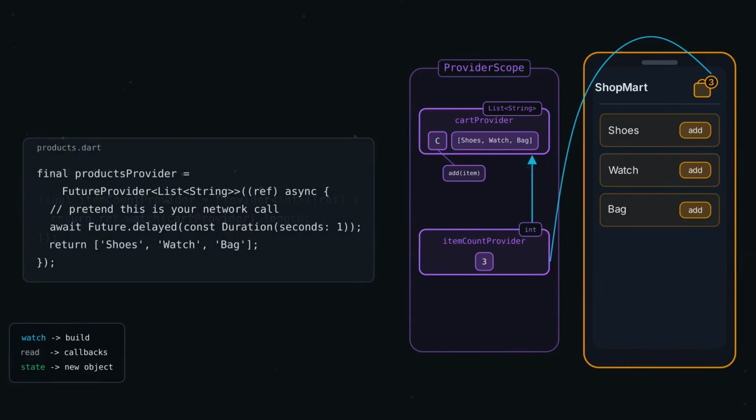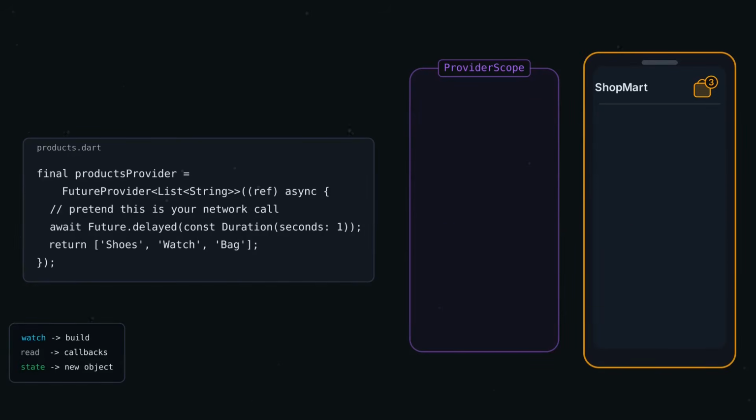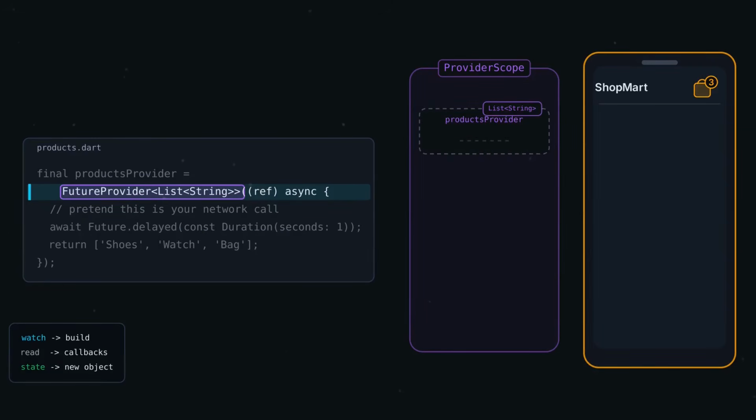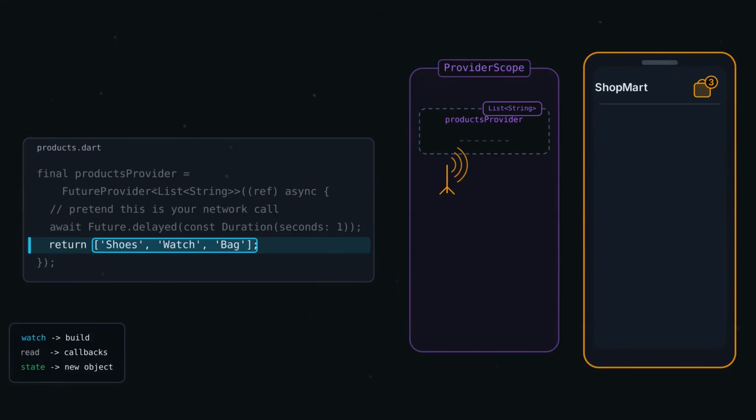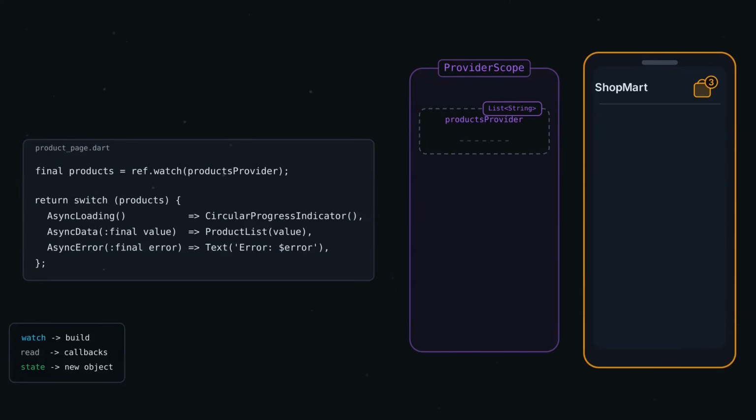Real apps load data from a server. Riverpod's tool for that is the FutureProvider. Look at the recipe. It is an async function now. It awaits. Pretend this delay is your network call. And it returns the list. The interesting part is the reading side. Watch cannot hand you the list. The list might not have arrived yet.